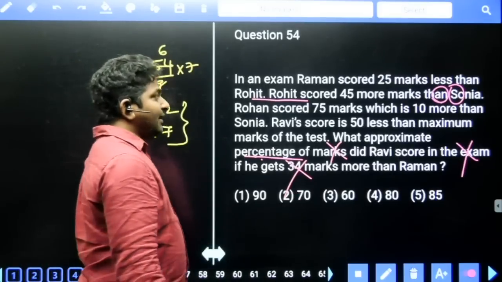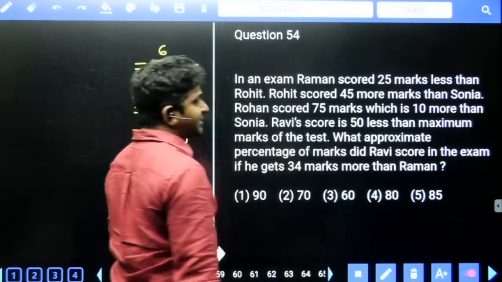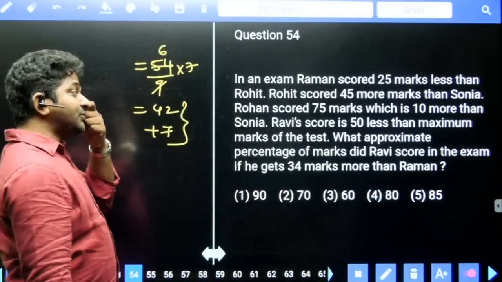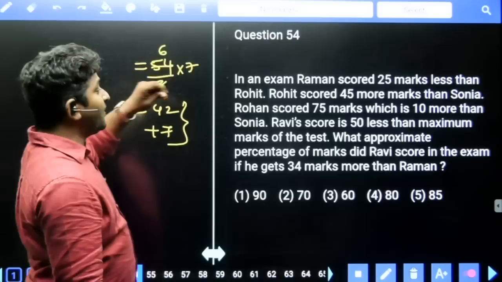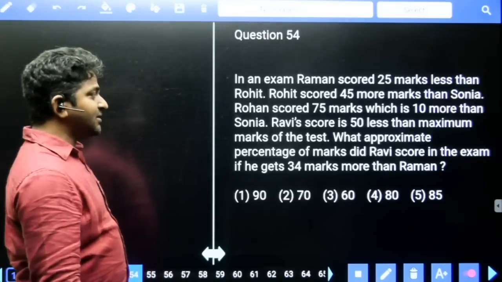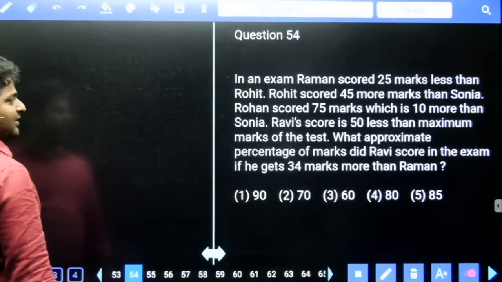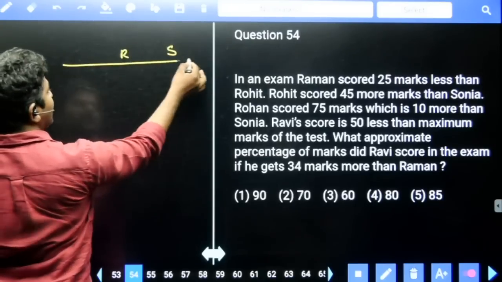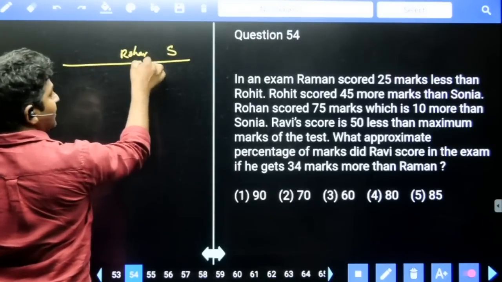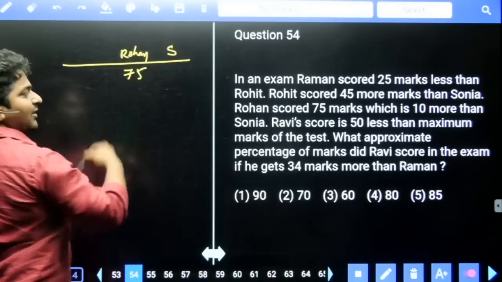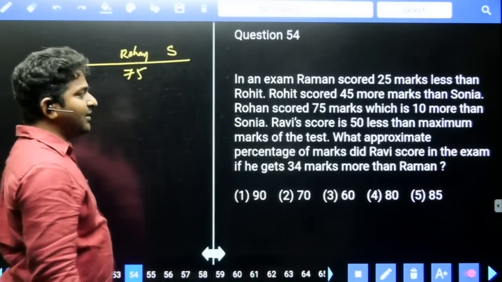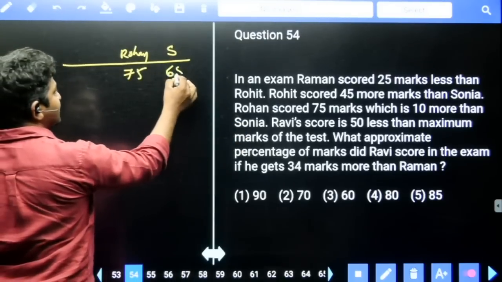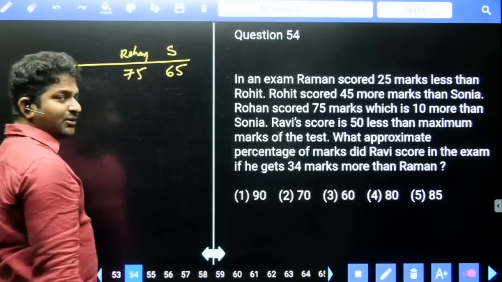Next. In an exam, Raman scored 25 marks less than Rohit. Rohit scored 45 marks more than Sonia. Rohan scored 75 marks, which is 10 more than Sonia. Right, Sonia we have, and then Rohan. Rohan scored 75, which is 10 more than Sonia, then Sonia should score 65. Then only 75 is 10 more than that.